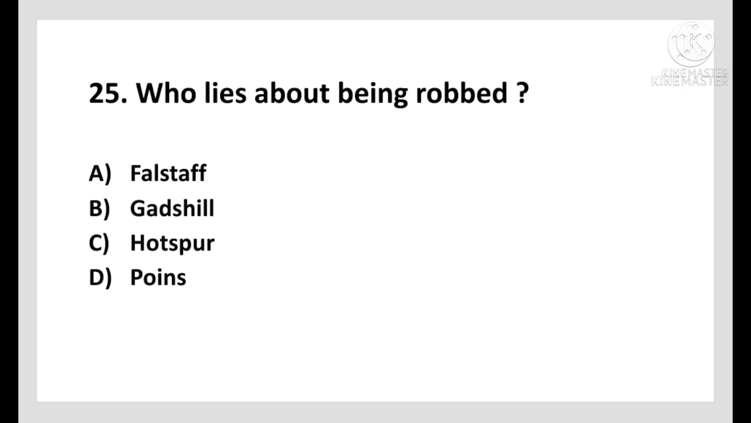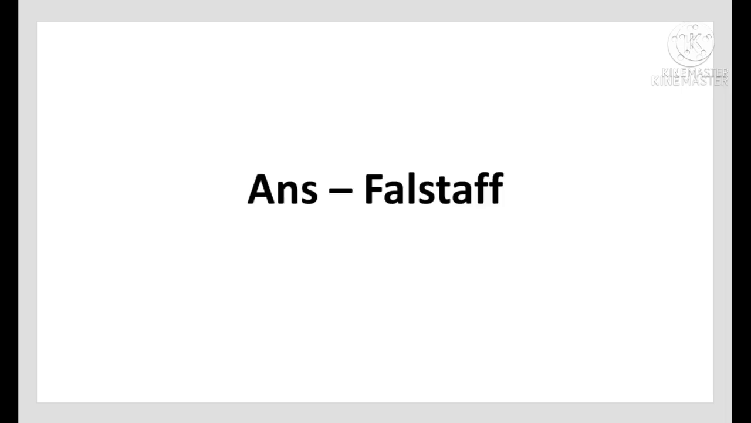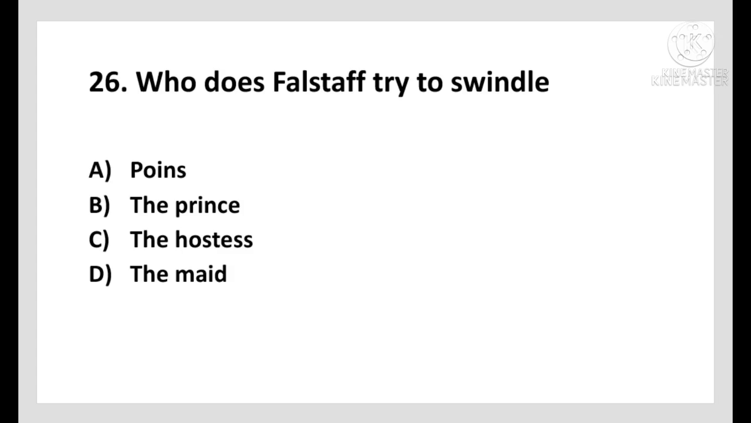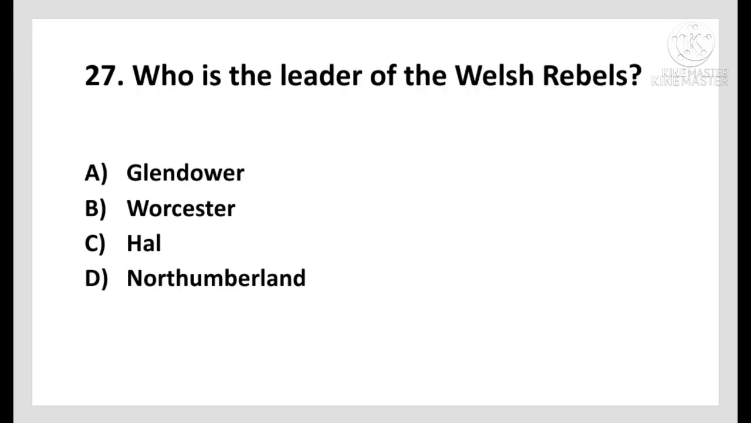Who lies about being robbed? Falstaff, Gadshill, Hotspur, Poins. Answer: Falstaff. Who does Falstaff try to swindle? Poins, the prince, the hostess, the maid. Answer: the hostess.